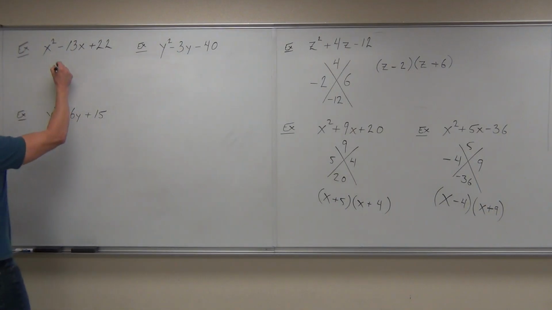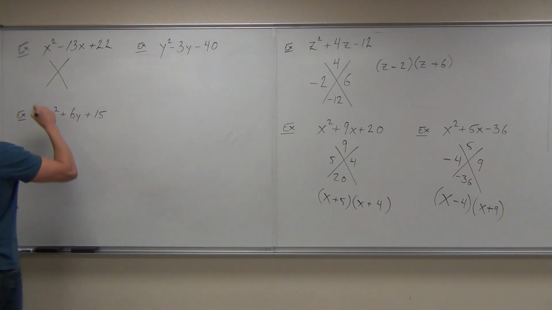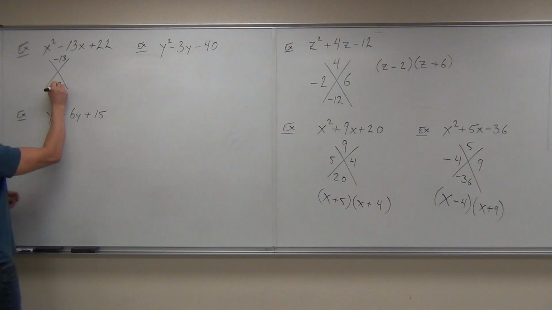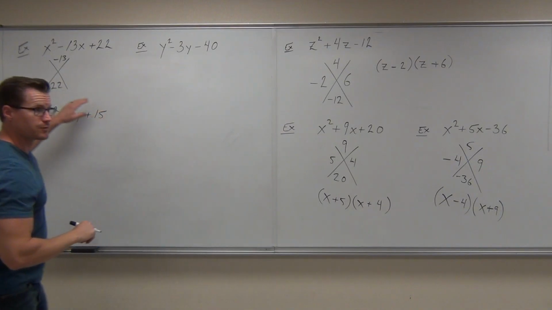Still the same thing. We've checked the conditions for our diamond problem already. What number is going to go up top? Negative 13. On the bottom, please. 22. Now, that's a positive, yeah?